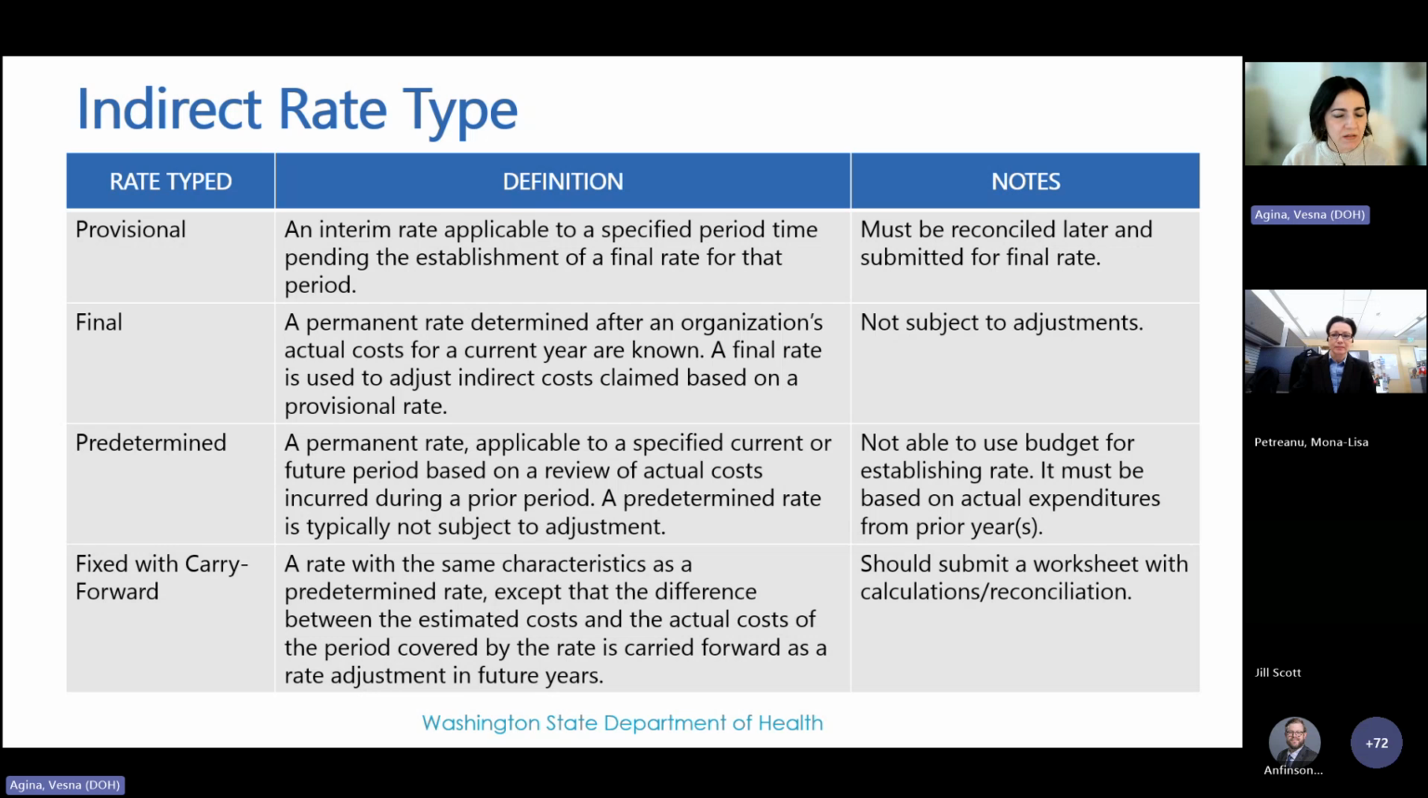So there's a worksheet that's usually required to be submitted with the fixed rate with carry-forward rate. And it's just kind of showing: this is the rate that we had in the prior fiscal year, this is what we should have recovered, and then you are carrying that forward, adjusting for that amount, whether you're over or under recovered based on your calculation.